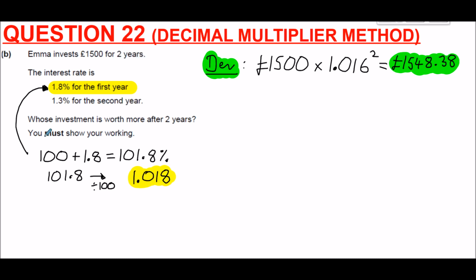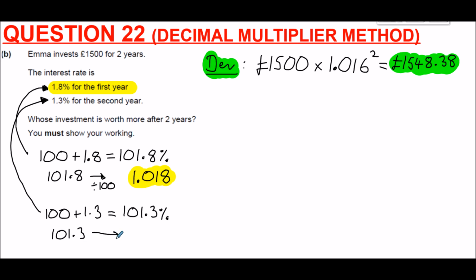And for the second year, same idea, but just a different percentage. Once again, start with 100%, add 1.3%. That tells us that year 2's end of year total will be 101.3% of what it started out as. We then need to change that percentage to a decimal by dividing 101.3% by 100. And if we do that, we get 1.013. So for the second year, the decimal multiplier is 1.013.